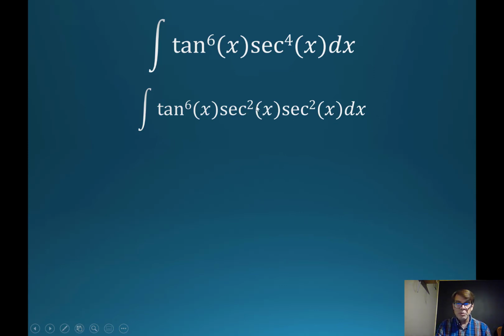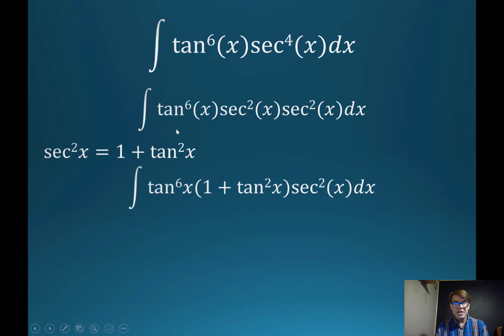So now what we want to do is convert all the others to tangent. So remember what secant squared x is? Secant squared x is 1 plus tangent squared x. Yes. So there's the formula. We just saw it. Secant squared x equals 1 plus tangent squared x, right? So we substitute that in, and we've got tangent to the sixth x times 1 plus tangent squared x times secant squared x. All right. Now, we're going to substitute with u equals tangent of x.